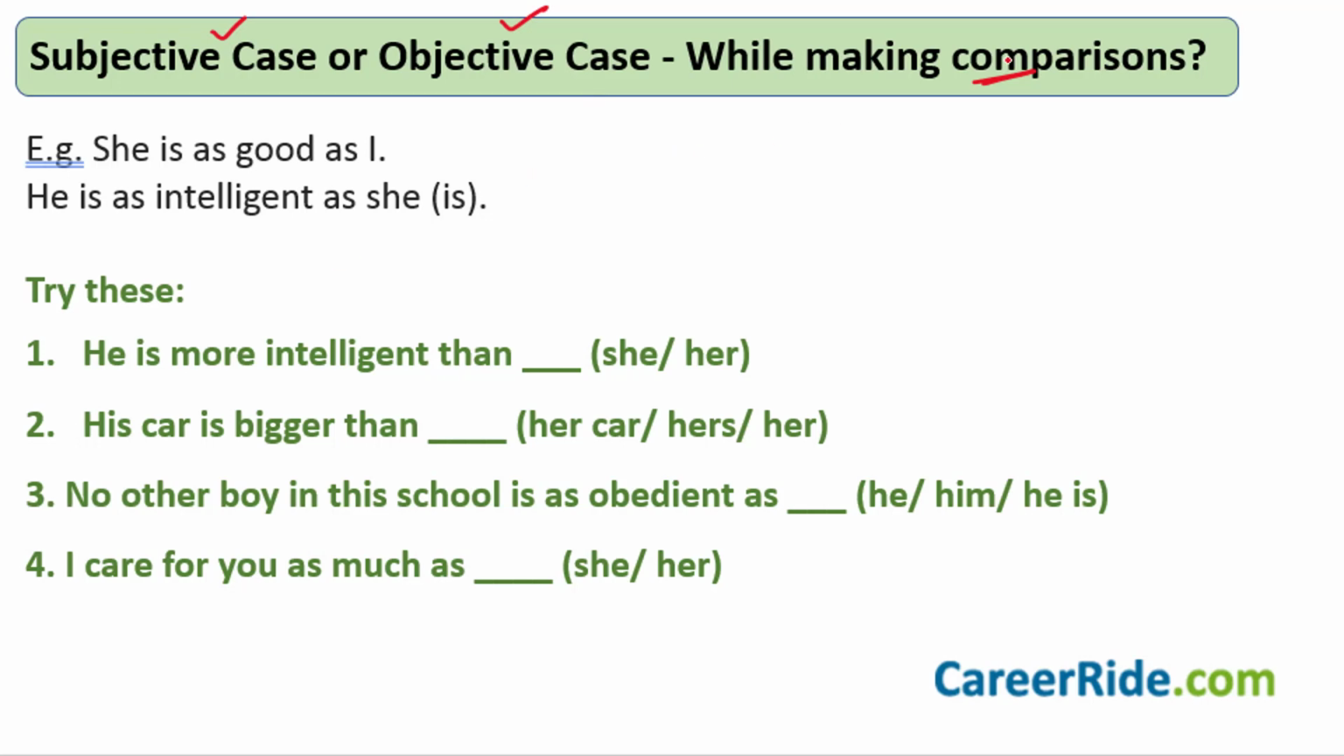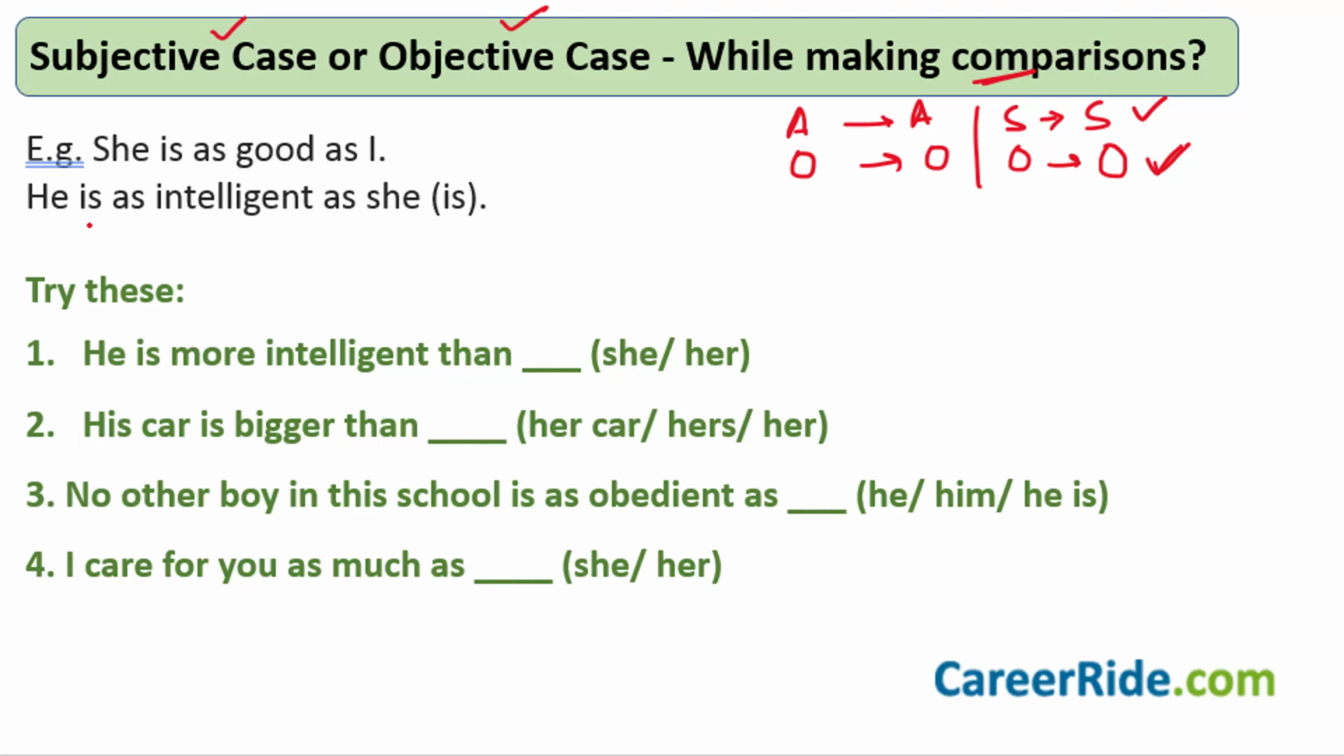Now see, when you're making comparisons, you're always told that you can compare apples with apples only. You can compare oranges with oranges only, right? So you can compare a subject with a subject only. Similarly, you can compare an object with an object only. So subjective case can be compared only with subjective cases. Similarly, objective cases can be compared only with objective case. Very simple thing which you can easily understand and remember also.